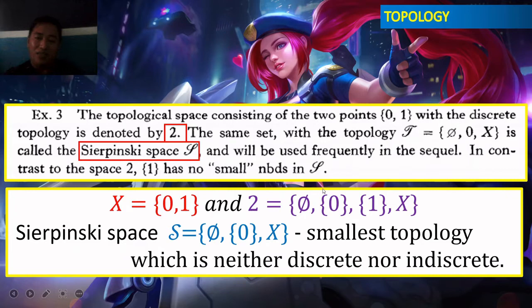So, script S is the smallest topology which is neither discrete nor indiscrete. Actually, going back, our indiscrete topology, the one that contains the empty set and X, is the smallest topology. And then the largest topology is the power set of X, our discrete topology.